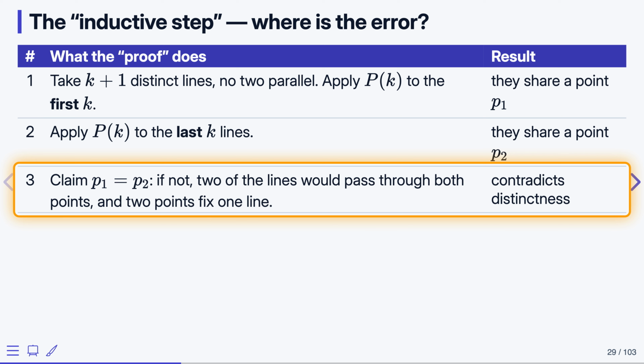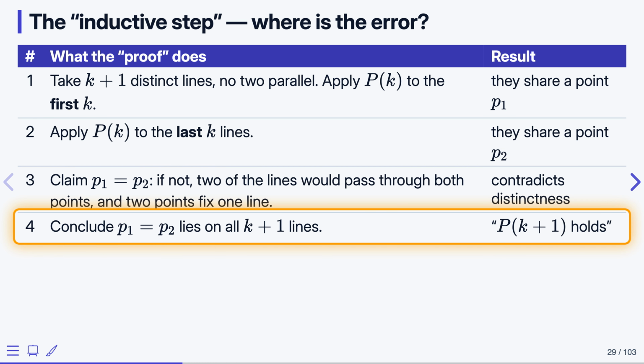Step 3. The argument now claims P1 and P2 are the same point. The reason offered is this. If they were different, then two of our lines would pass through both points. 2 points fix one line, so those two lines would be the same line. That breaks distinctness.